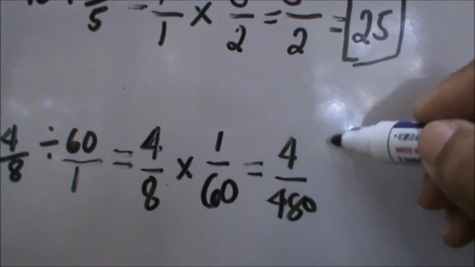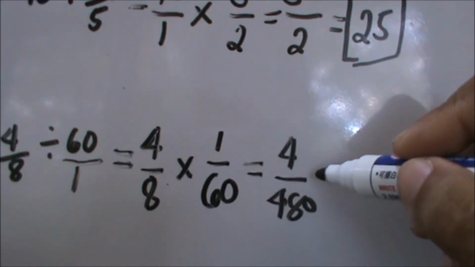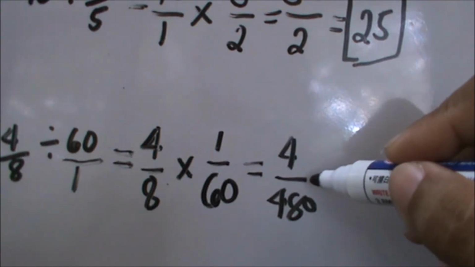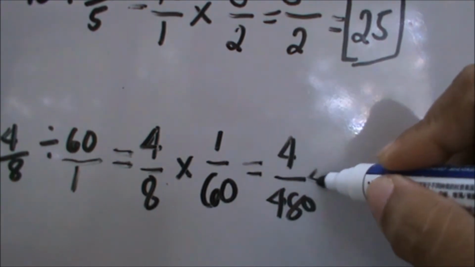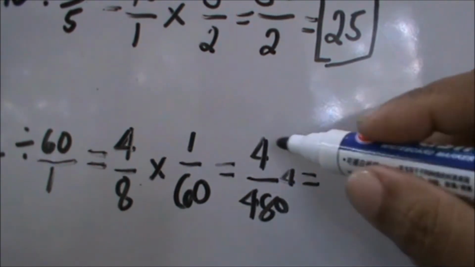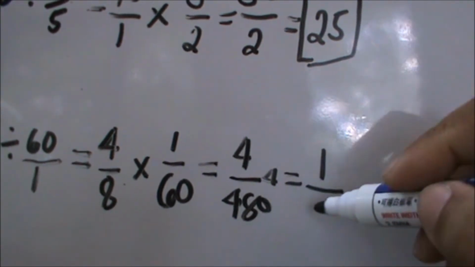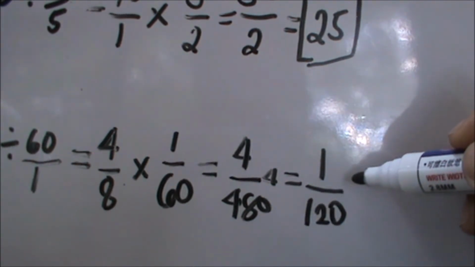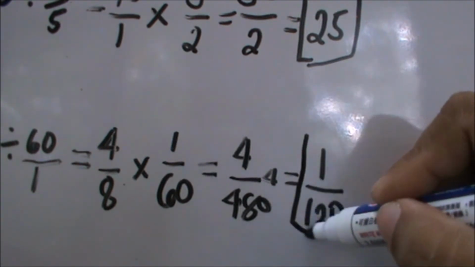So we have a proper fraction. So we need to reduce it still to lowest terms, by finding a common factor that we can divide both numbers by, which is 4. So 4 divided by 4 is 1. And then 480 divided by 4 is 120. So our answer is 1 over 120.